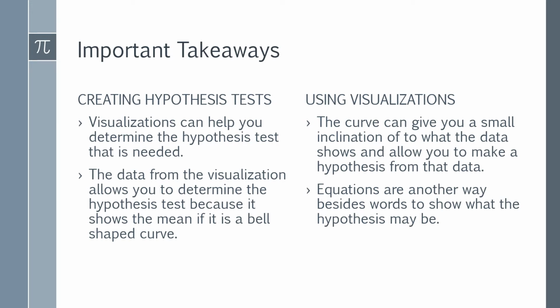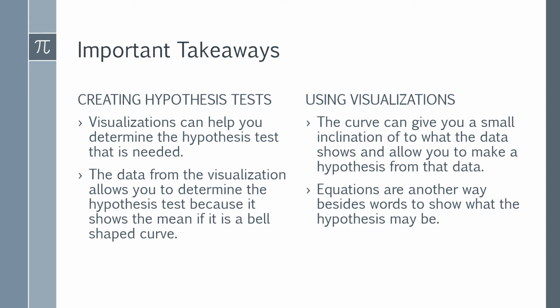So here the important takeaways would be creating a hypothesis test. Visualizations can help you determine the hypothesis tests that are needed. And during those visualizations, the data allows you to determine the test, because it shows the mean if it is a bell-shaped curve. And with that mean, it allows you to make a hypothesis and compare it to the opposite, which would be the alternative.